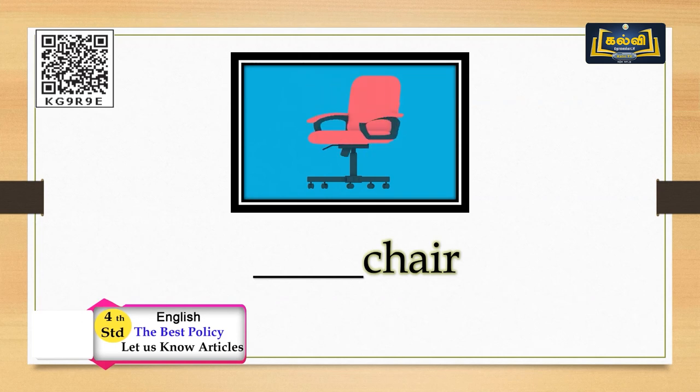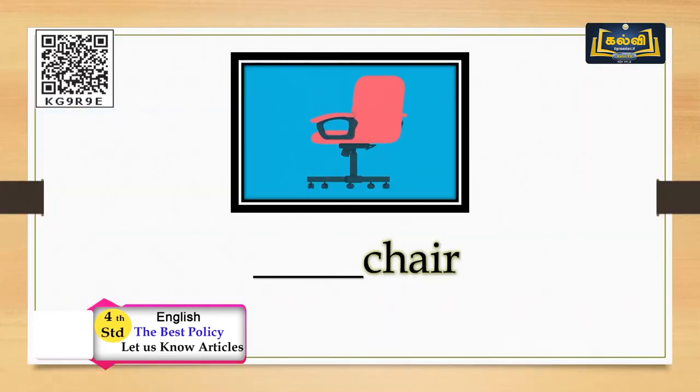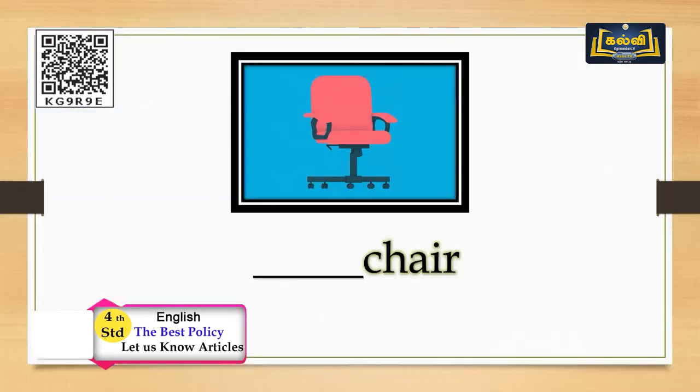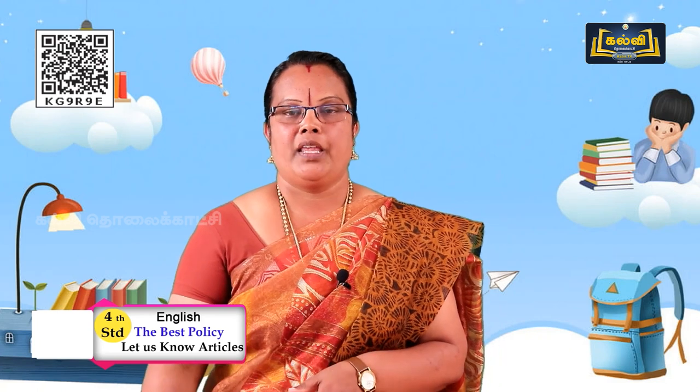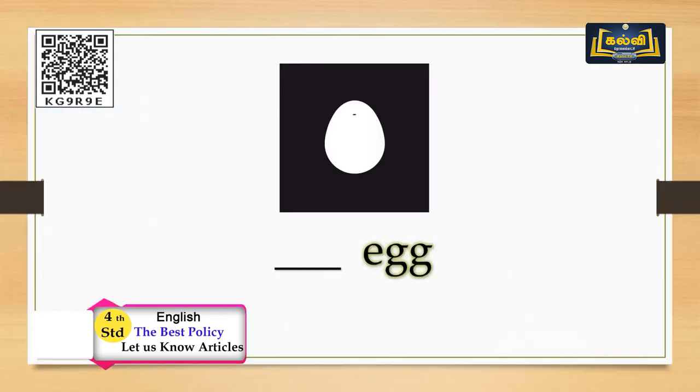Now you can see rolling chair. So what article should you use before this word chair? A or an? See the word chair. See the spelling. It starts with C, chair. So obviously it is understood that the article is A. Yes, you're right. A chair. How many of you said an chair? Okay, leave it.